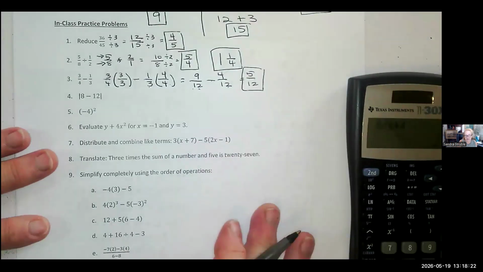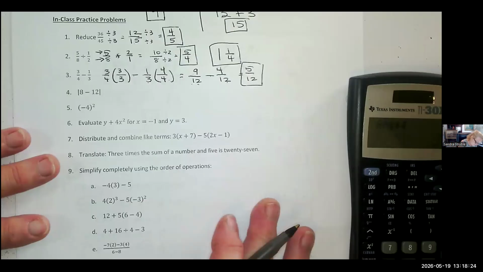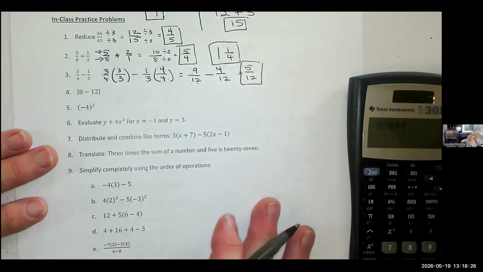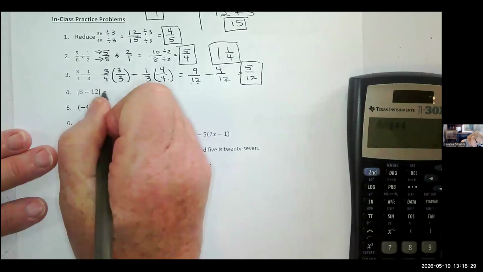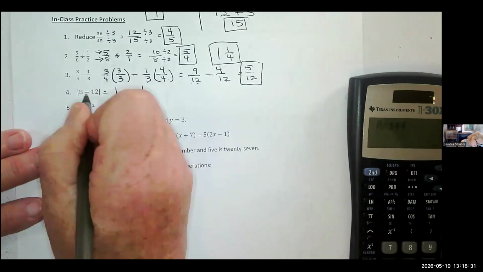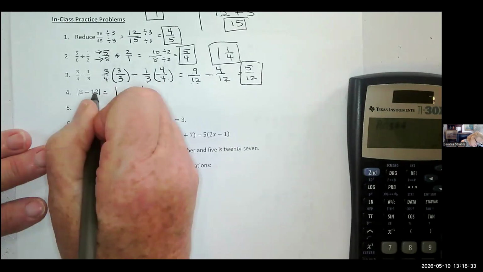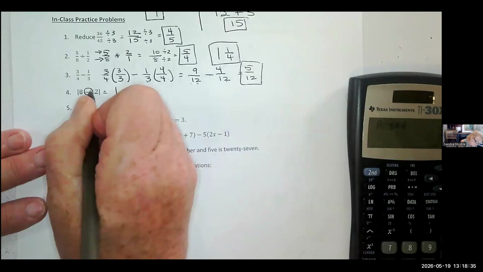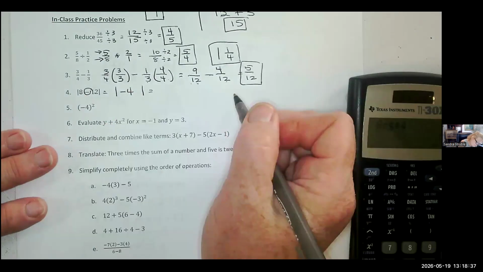Absolute value of 8 minus 12. Please attempt this and then come back. This is the same thing as absolute value of, the signs are different, you subtract and take the sign of the larger number. To take the absolute value of -4, it is just 4.